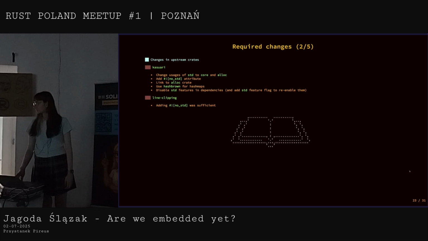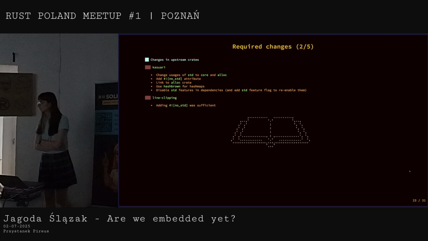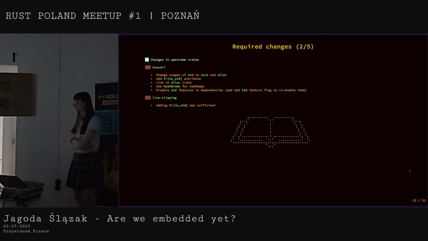Can I have a question? I lost, like, why do you even replace std, right? Let's say you have a hash map in std, and you replace it by some other hash map. But why was std removed in the first place?